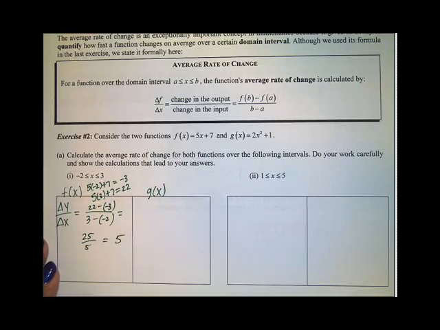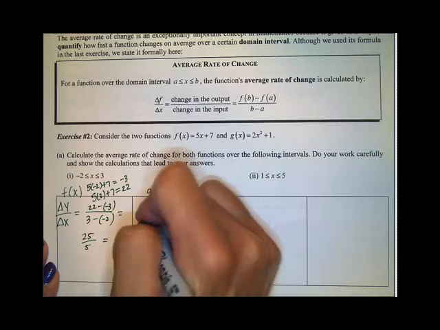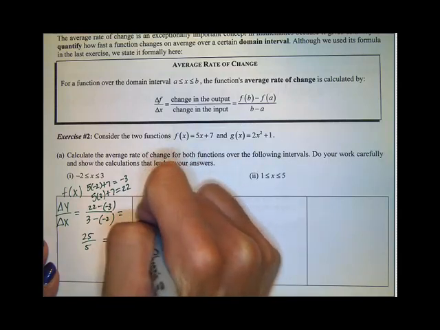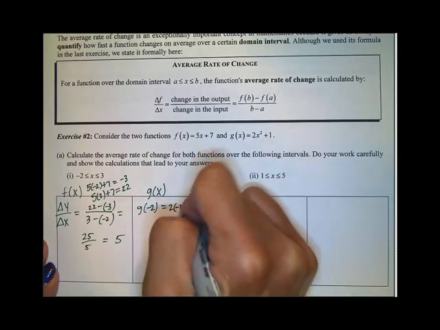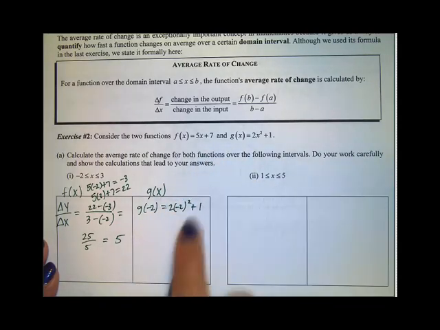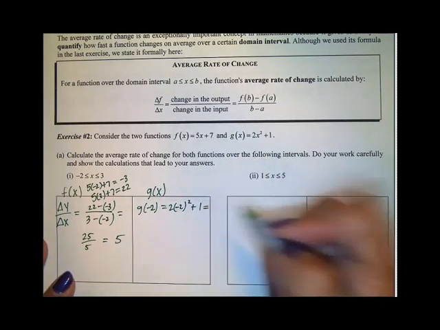For g of x, we have g of -2, which is 2 times -2 squared plus 1. It's very, very important that you put this -2 in parentheses in the calculator also if you're using the calculator, which is 9.